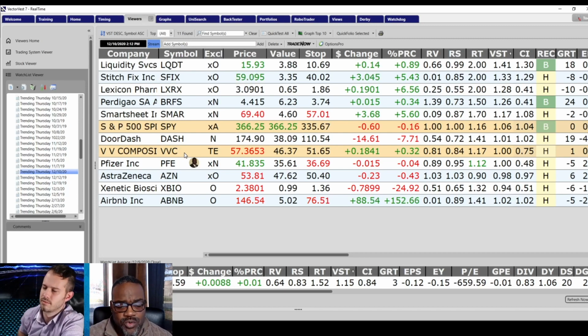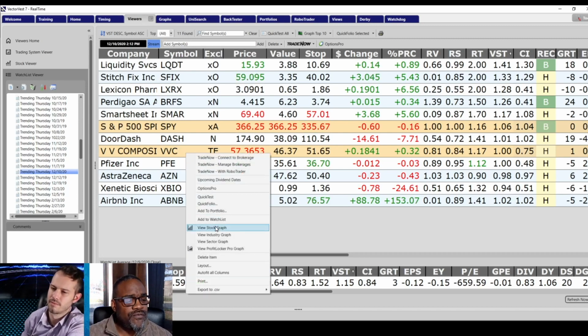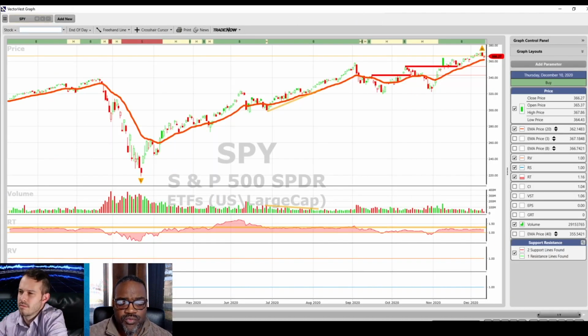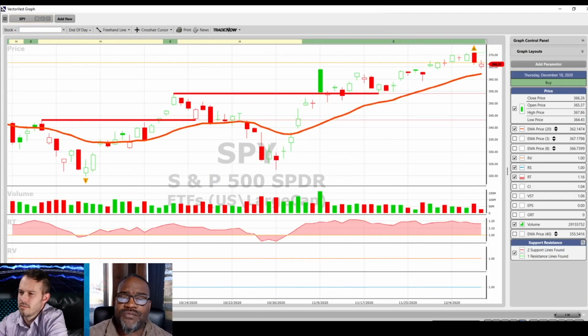I'm going to highlight the two of them, right click, and view the stock graph of those two stocks. Let's pop that up. We're going to put this into a 3-month time period. Now, I've got a couple of things on my graph. One, I've got support and resistance.